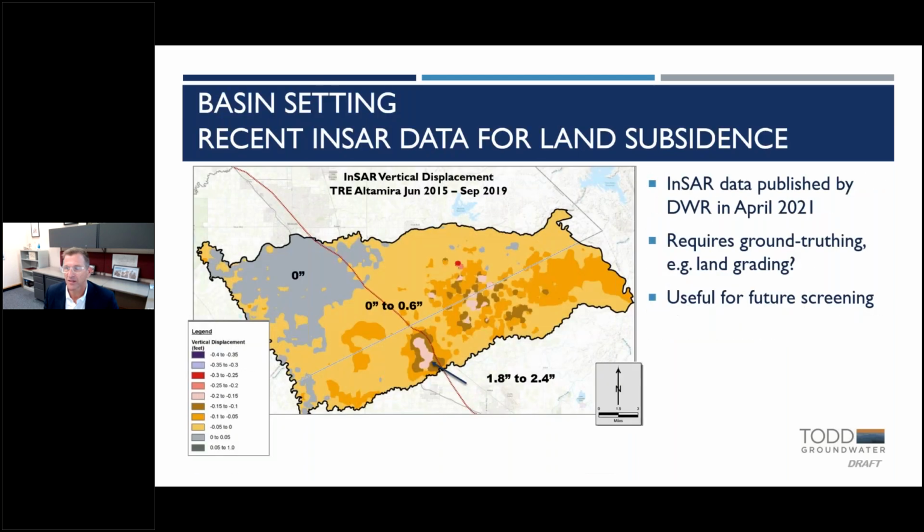And this slide explains what our approach is going to be. We've looked at what's called InSAR data, which is basically satellite imaging that shows some trends here. There's a slight trend in downward ground levels in this part of the world, 1 inch to 2 inches. We're not sure what was causing that. Was that subsidence, or was that just people grading fields or construction or whatever else? So we have to ground truth that as we work through our plan. This area here shows a little bit of reduction in ground levels, so we're going to follow that over time.